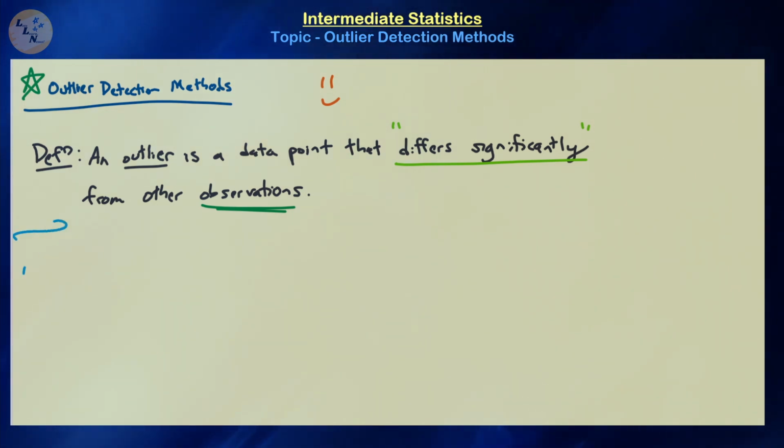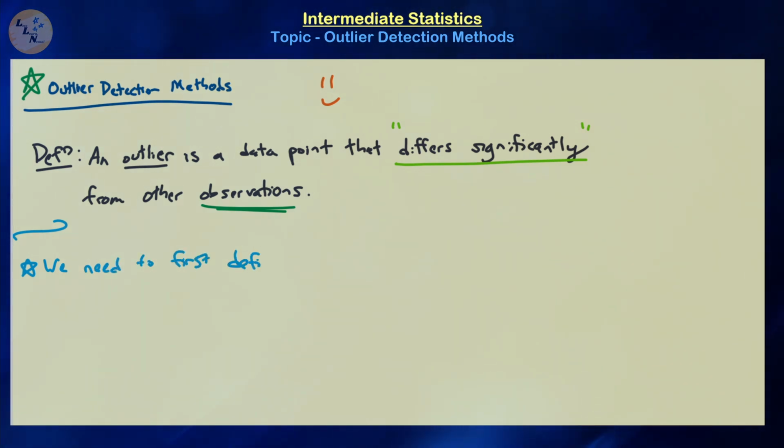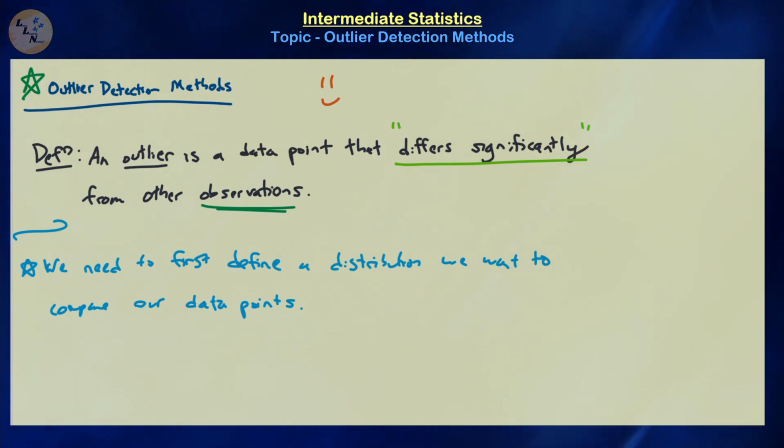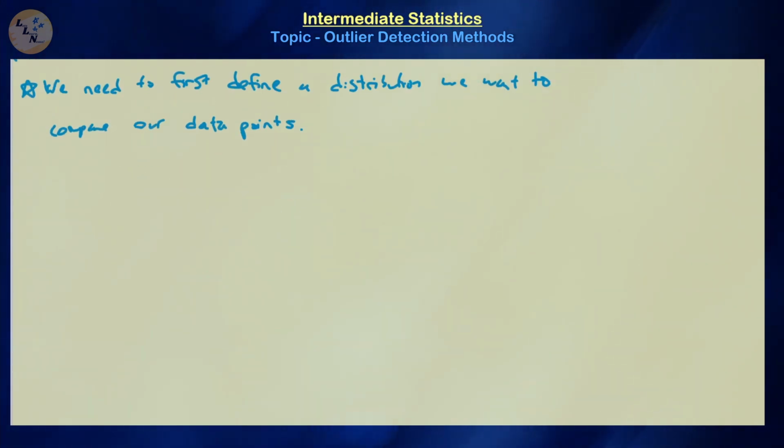So the first thing that we need to do is this. We need to first define a distribution to compare our data points to. And then we can see if those data points that we obtain vary significantly from this distribution that we're sort of using as our point estimate for the population.